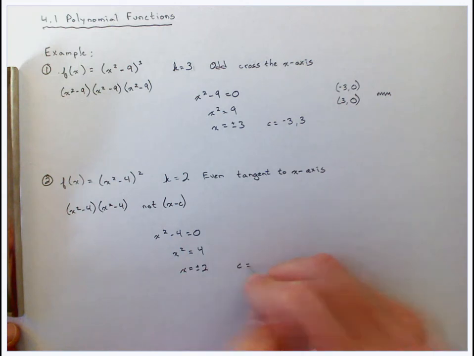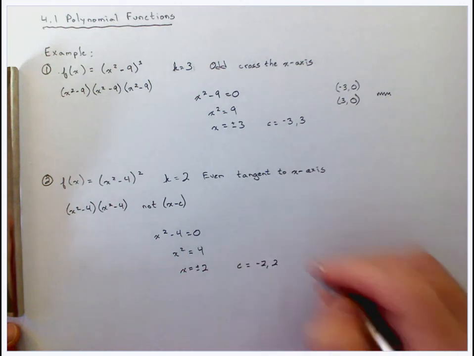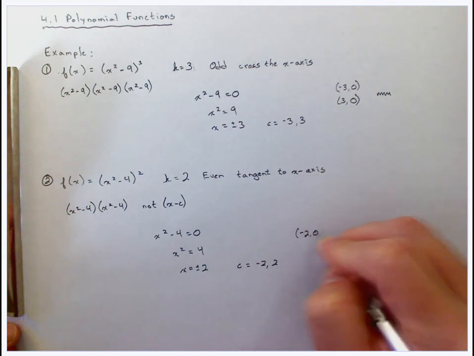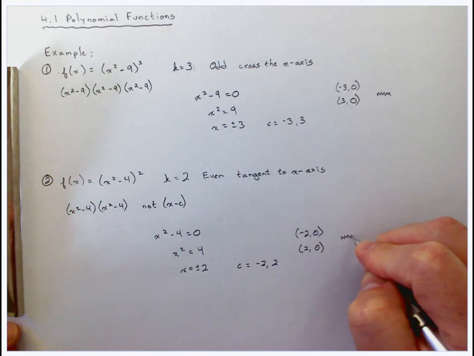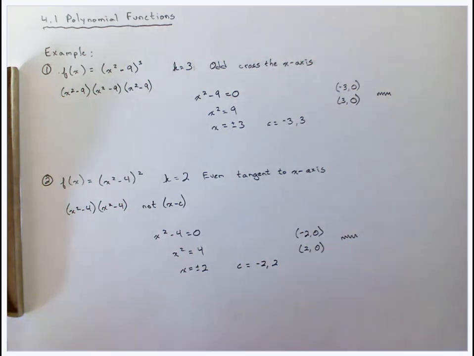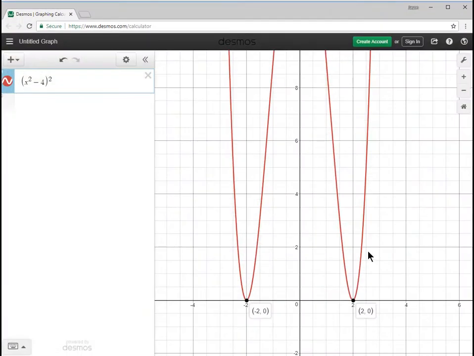So what does c equal? C equals negative 2 and 2. And I know that my points will be these. And again, this tells me some of what's going on in that middle area. And if I look at the graph, here's my graph. It is tangent at negative 2, and it is tangent at 2. It just comes down and touches and goes back up. Comes down and touches and goes back up. Only touching it at that one particular spot.